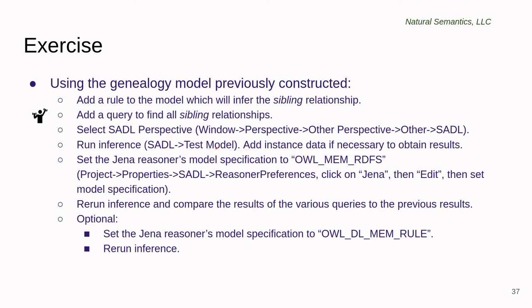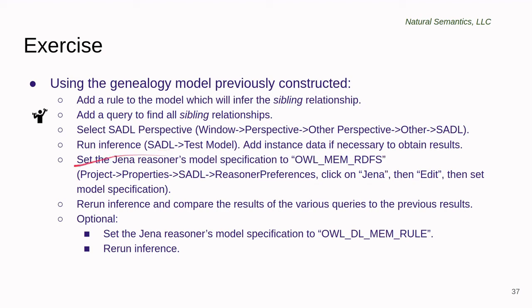You may or may not get any results from your query. If not, you may need to add some instance data in order to obtain results. In other words, you may not have any instances that actually match your query or the rules in order to infer the sibling relationship.